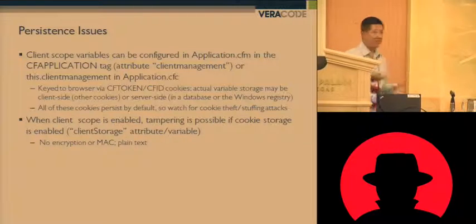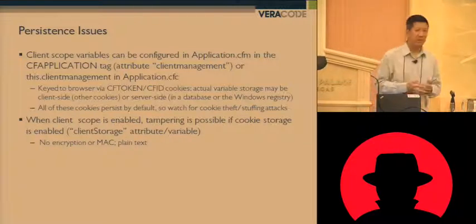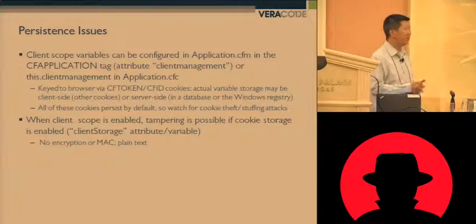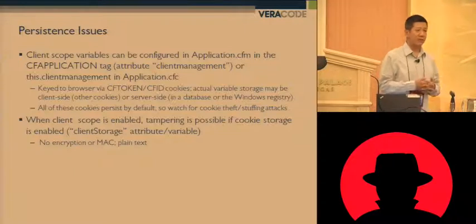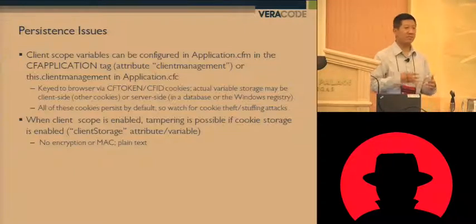And then finally, before we get into the Java stuff, persistence issues. We talked about the client scope before and the fact that you could configure that to be using the registry or the cookies. And essentially, if you have client management enabled and you have client variables set to use cookies, then tampering is always going to be possible. You can poison any cookie. That's a well-known fact. But oftentimes, the developer will just say, "Well, I'm using client scope variables to persist data across multiple visits to the site."